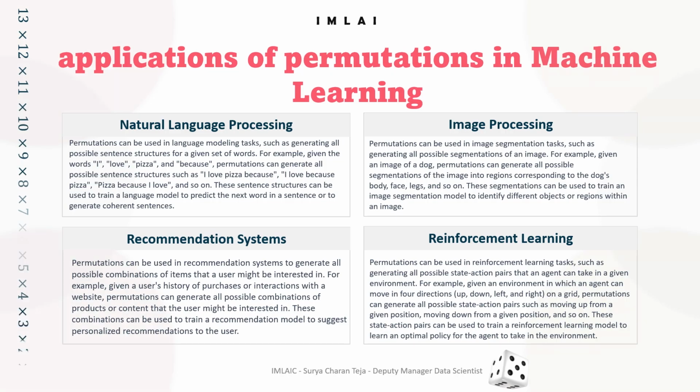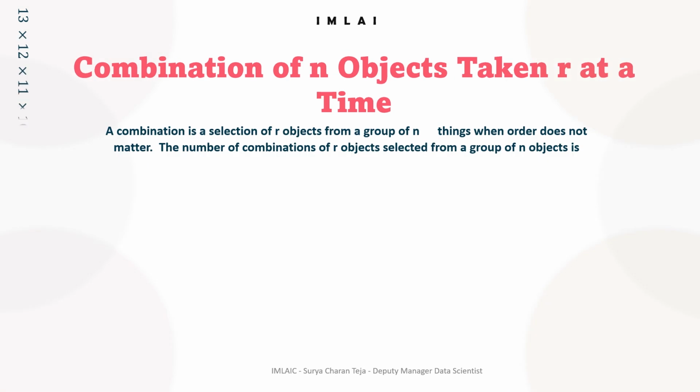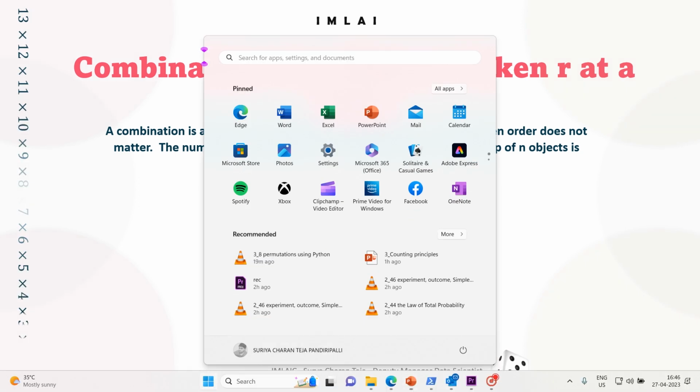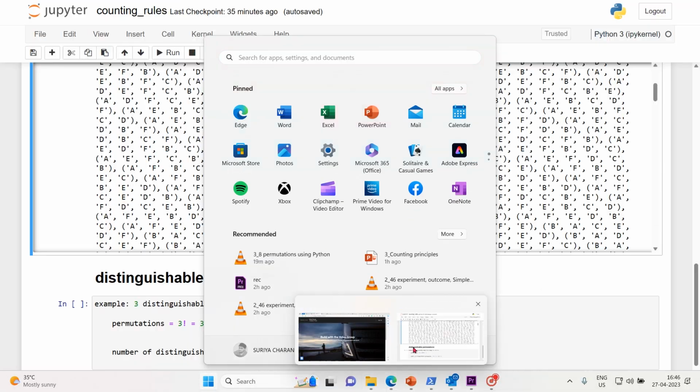So now it's time to see combinations. A combination in mathematics is a way of selecting objects from a set without regard to the order in which they are selected. A combination is different from a permutation in that order does not matter in a combination. Let's take an example for better understanding.